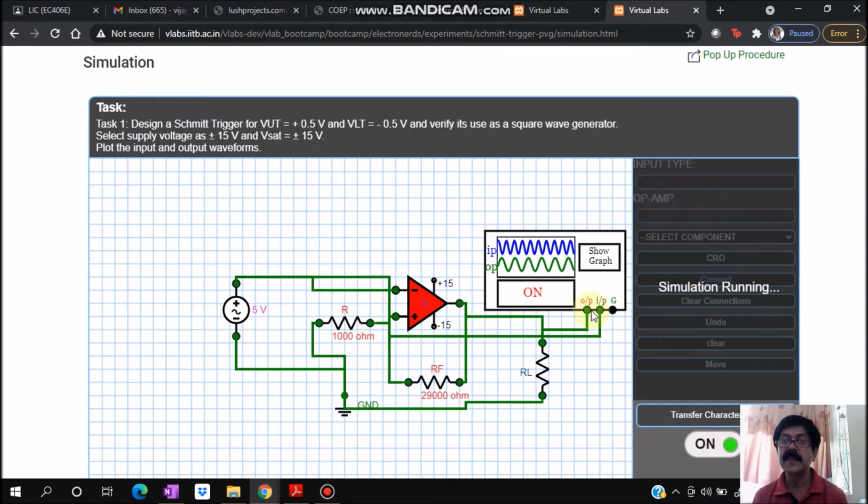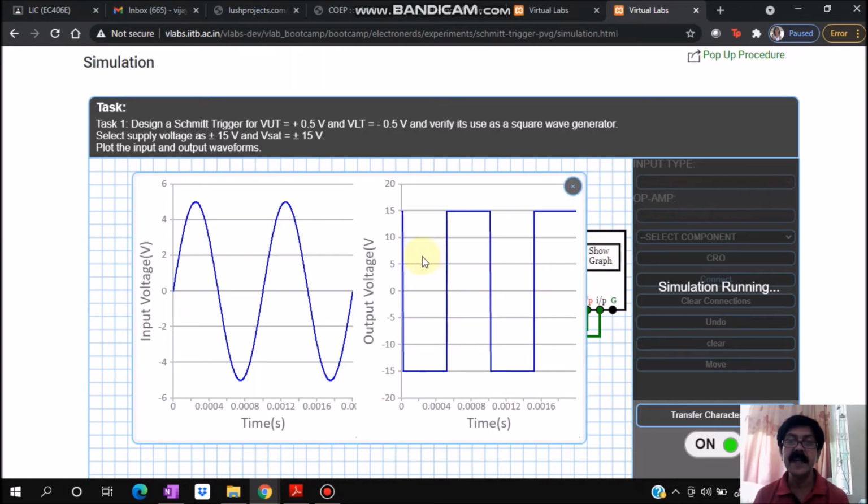When I turn on, it shows the simulation. Although these graphs are inaccurate, actual graphs are shown like this one here. When I say show graph, here I can observe, as expected, this is the sinusoidal voltage input and I am getting the square wave as a voltage.